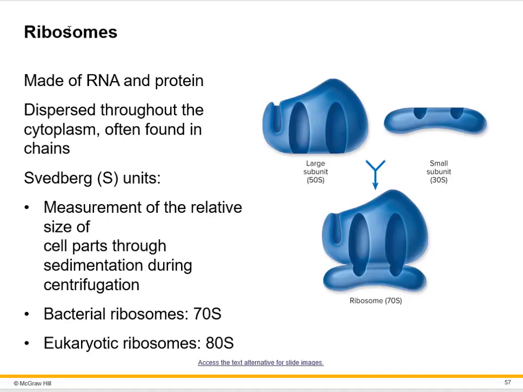So ribosomes are made of RNA and protein. They're located in the cytoplasm.